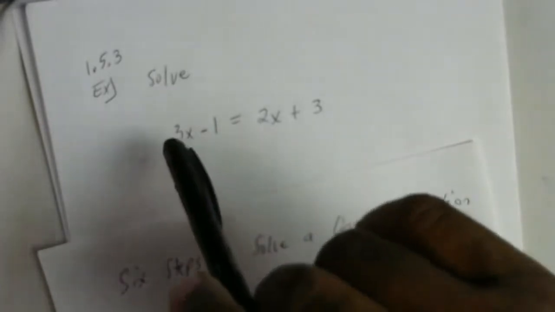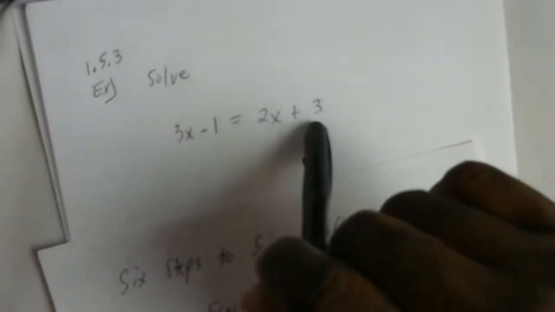So this equal sign splits my equation up into 2 halves. I have a left-hand side and a right-hand side. If I were to look at the left-hand side, I can't combine any terms, right? Because these two terms are different. Also on the right-hand side, I can't combine anything. So I would not use the third step.